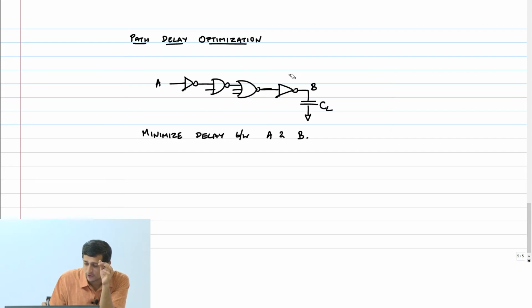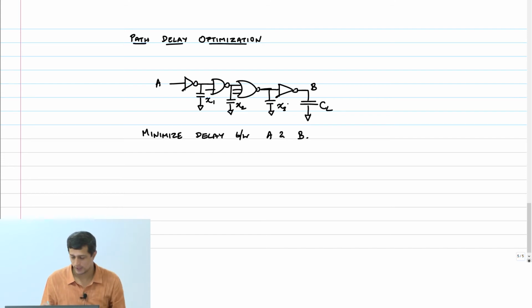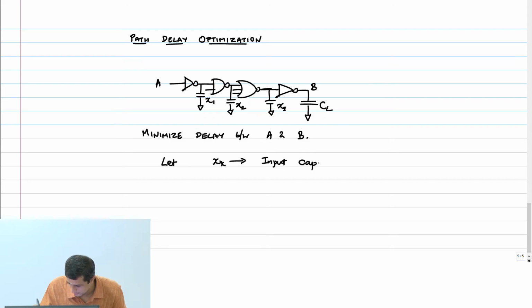So instead of choosing the drive strength as my variables, I am going to choose the capacitance here. Load capacitance X1, this capacitance X2 and this capacitance X3 as my variable. Okay, so let Xk be the input cap, and of course I need to assume that the first gate size is known. Let's assume that that is fixed. That is a minimum size gate, and this is just a reference inverter. So this is a 1x gate.